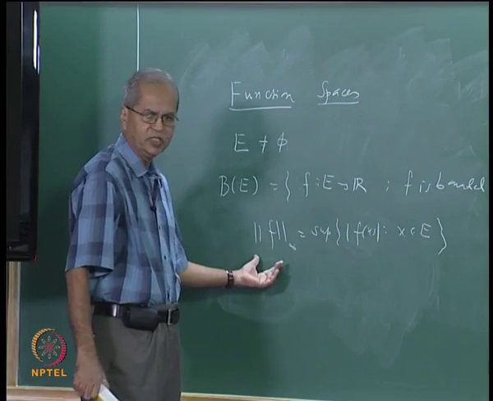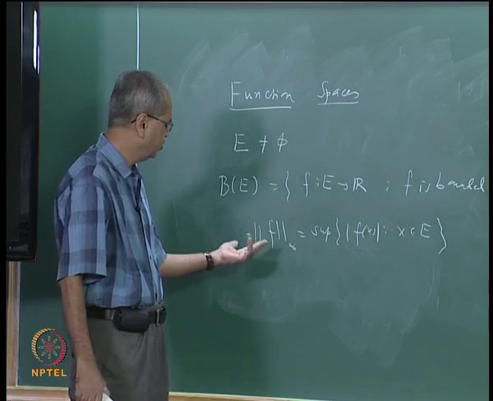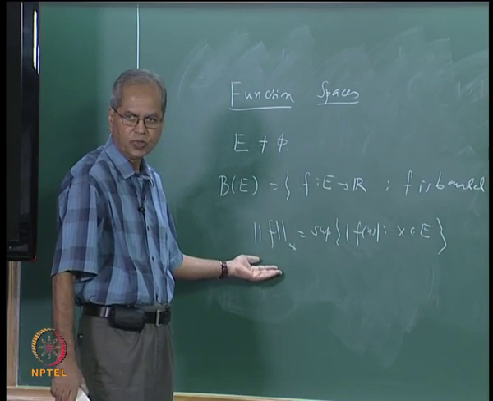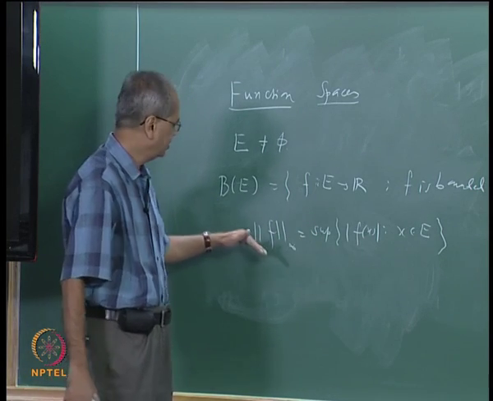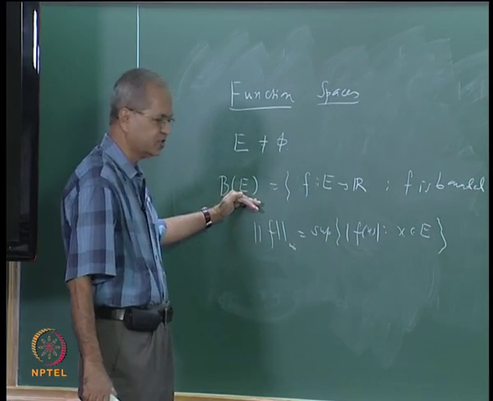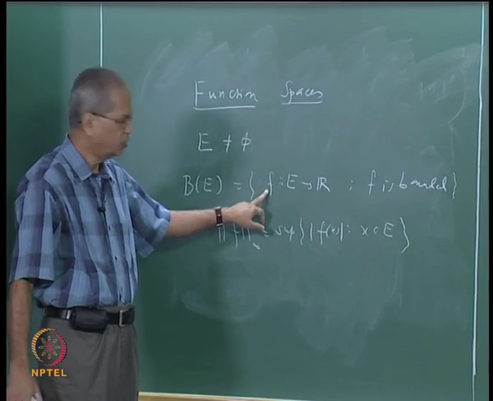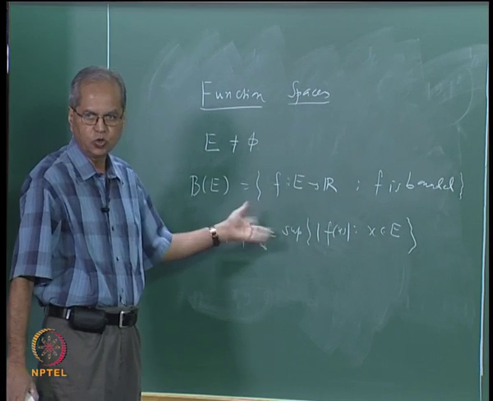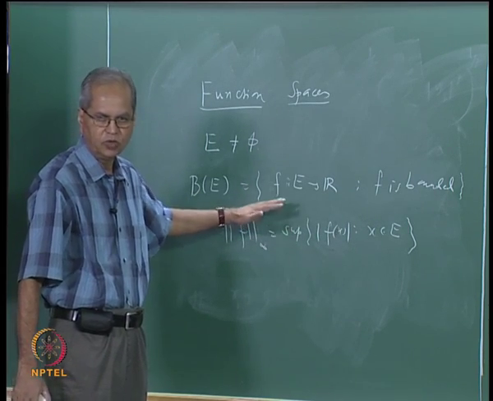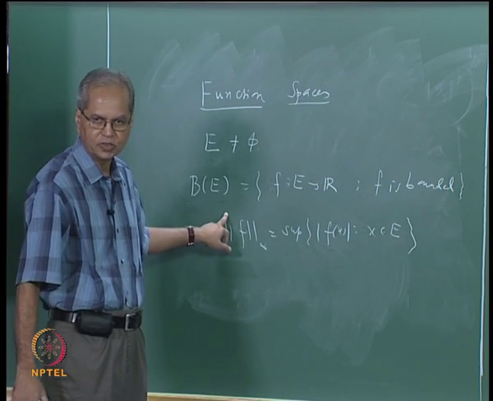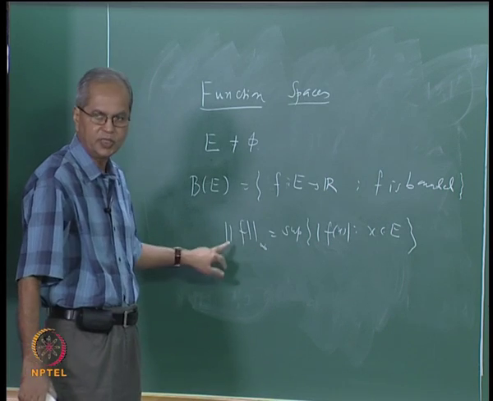It is easy to check that this is a norm. It will satisfy all the properties of the norm. It is obvious to see that this is bigger than or equal to 0. If it is 0, then each of this fx must be 0, etc. It is also clear that this is a vector space. The set of all bounded functions on E is a vector space with the usual operations. f plus g is fx plus gx, etc. Usual pointwise operations on functions. So this becomes a metric space with respect to the metric induced by this norm.